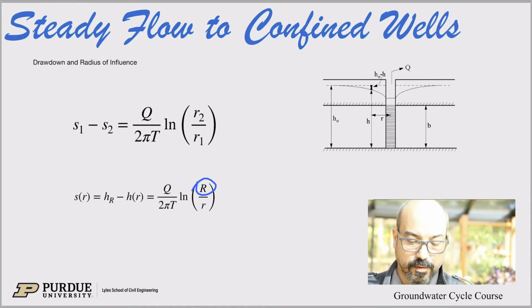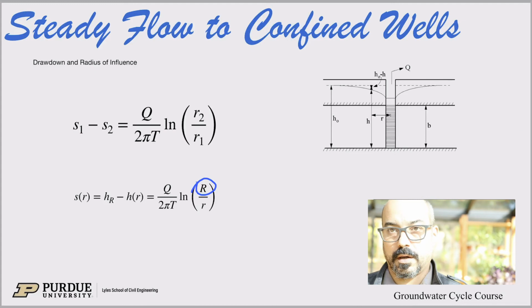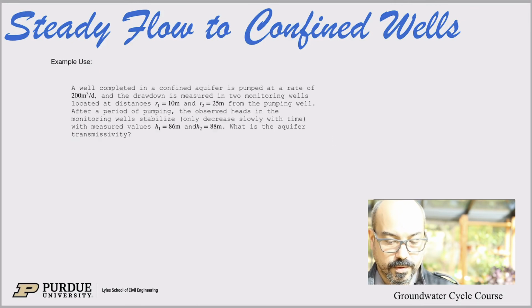So the radius of influence here, again, if you have an observation well that is sufficiently far from the well, there's a point where basically the well has no influence on the potentiometric surface, and that's the radius of influence of the well. And again, you can solve for this by setting your drawdown equals 0. Okay, so we'll do many examples of that, but this becomes pretty important. Okay, so here's our quick example to wrap this up.